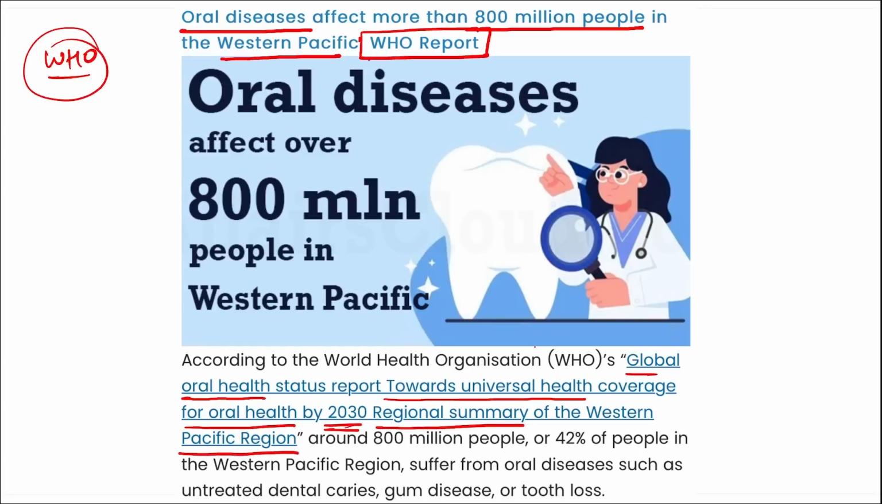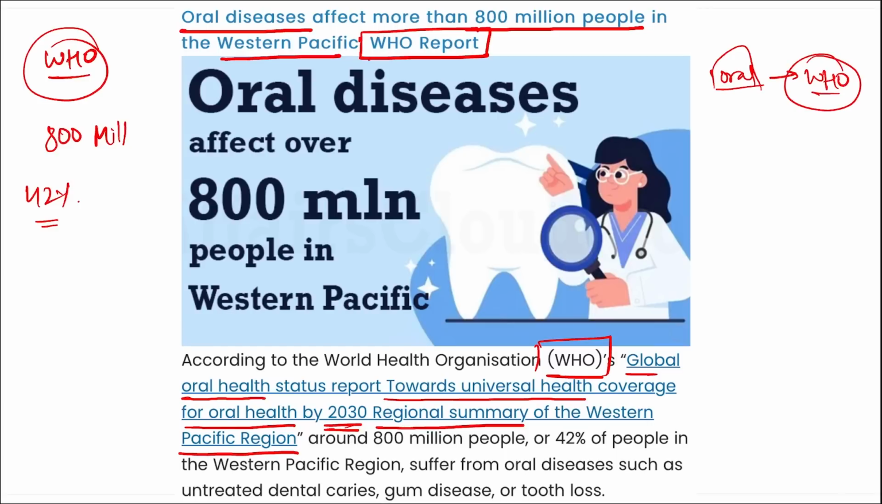According to this report that was released by WHO, around 800 million people, or 42% of the people in the Western Pacific region, suffer from oral disease such as dental caries, gum disease or tooth loss. If the countries in the region fail to integrate the oral health service into the universal health coverage package, the increasing population of older adults in the region will increase the burden of oral disease in the future. Correct? So if we are asked about anything related to the oral report, it was released by WHO, and it stated that almost 800 million people in the Western Pacific region are affected by oral disease.